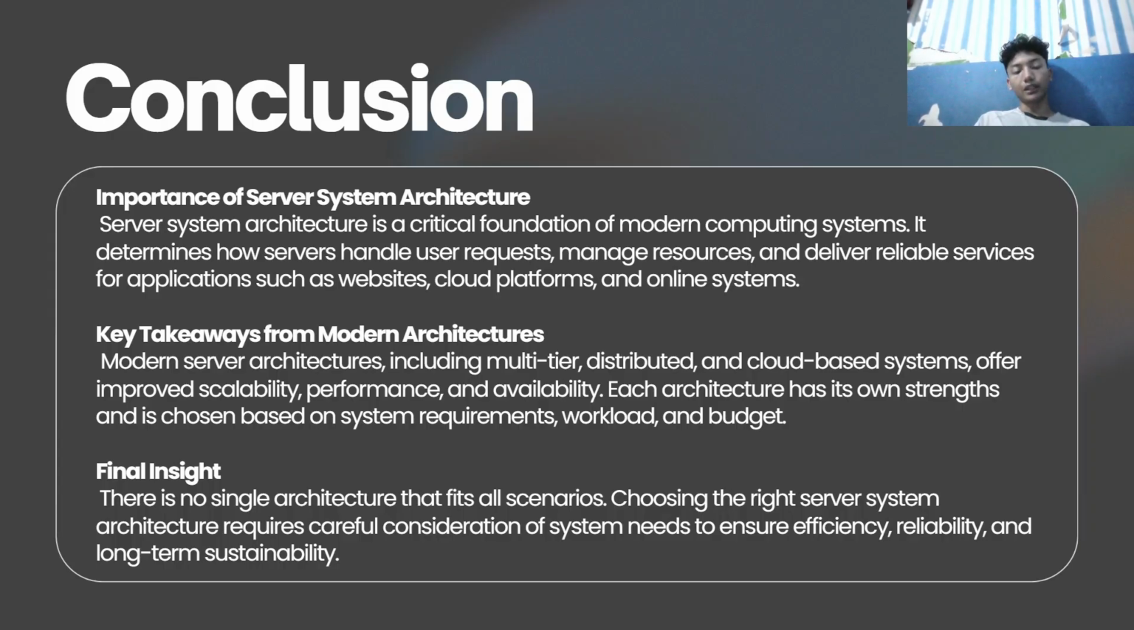Second, we have key takeaways from modern architecture. Modern server architectures, including multi-tier, distributed, and cloud-based systems, offer improved scalability, performance, and availability. Each architecture has its own strengths and is chosen based on system requirements, workload, and budget. Okay, so for the final insight here, there is no single architecture that fits all scenarios. Choosing the right server system architecture requires careful consideration of system needs to ensure efficiency, reliability, and long-term sustainability.